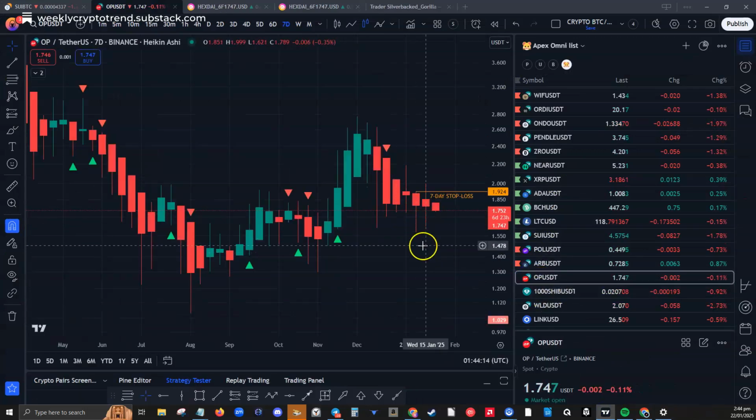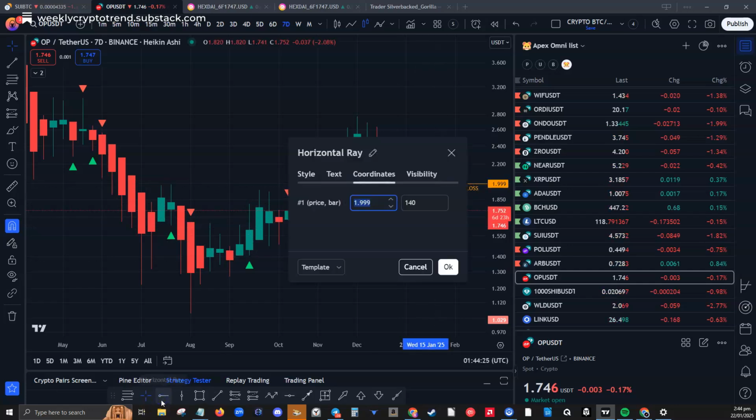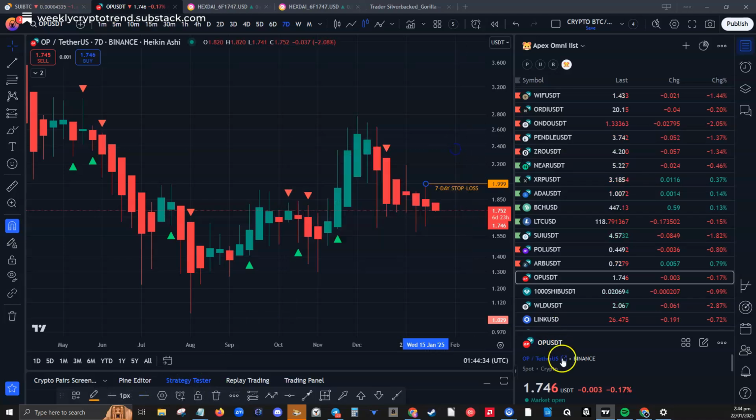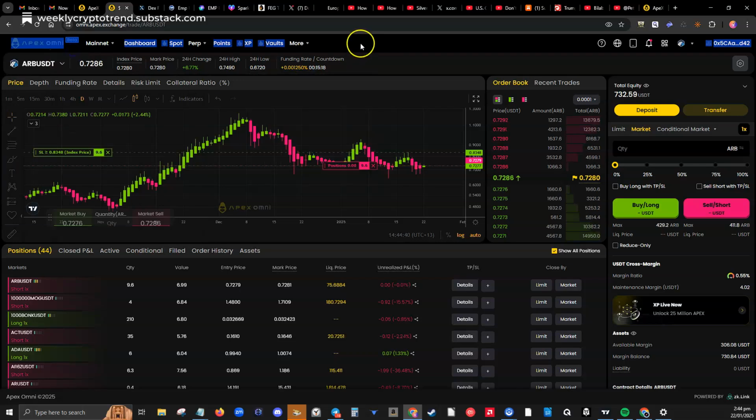Optimism. Again, moving the stop loss, still short though, but setting it a bit wider as there was more volatility over the last week. Let's copy that. So Optimism short. Okay. What the hell? Anyway.